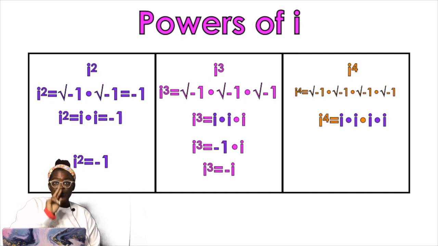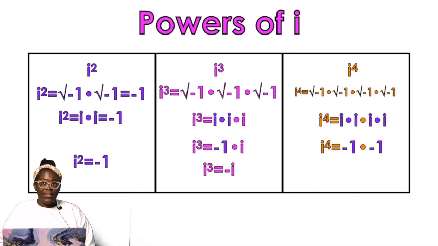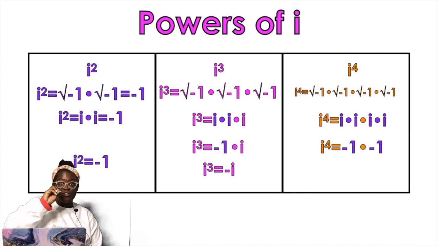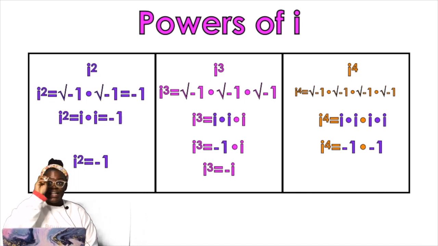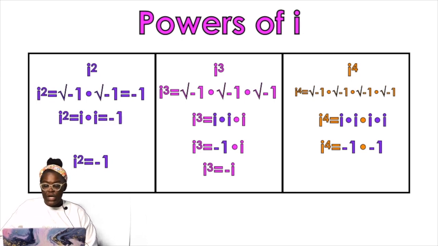So I know that 2 i's, i times i, gives me, look at that first box, right? i times i gives me what? Negative 1. And another i times i on the other side gives me what? Another negative 1. That's why I made the first two purple. There's an orange dot in the middle, and then the last two purple, because two purples make a negative 1. So negative 1 times negative 1 gives me what? Positive 1.